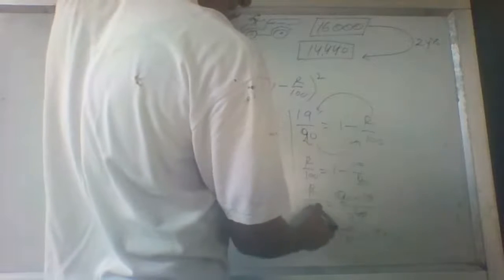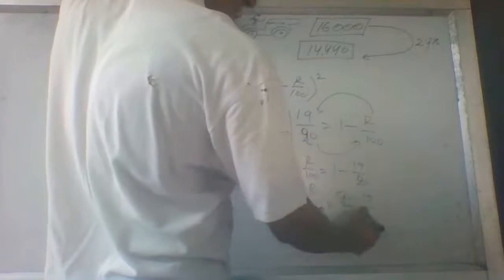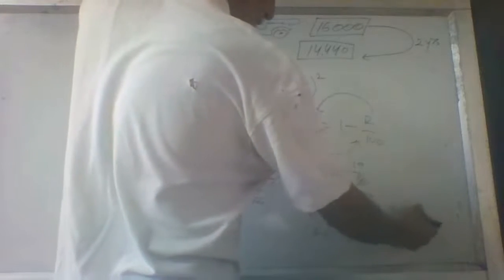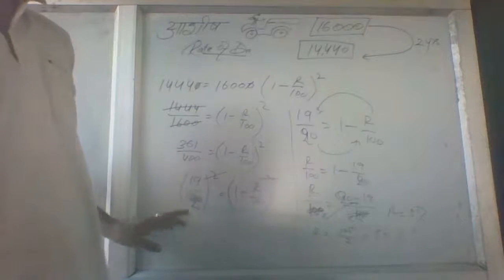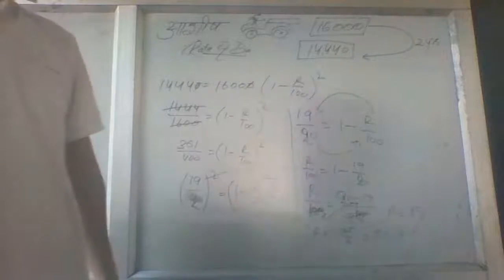So I cannot cut it here. This is 100 as usual. This will be 20, 25, 5 will go up. R is equal to 5%. Okay, here it was not 40, it was 20. So you can solve it out like this.